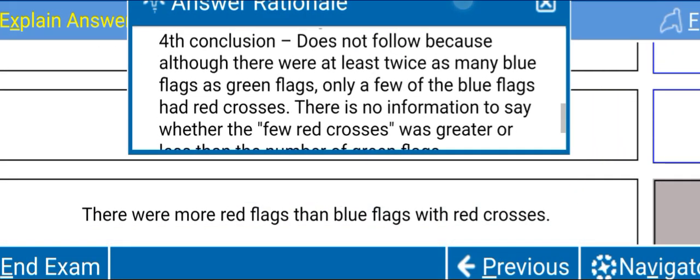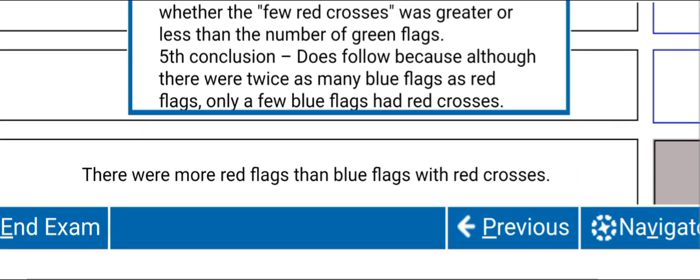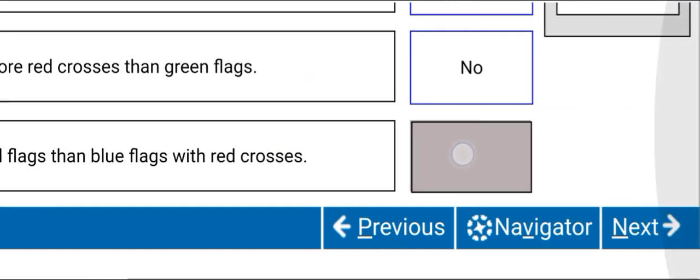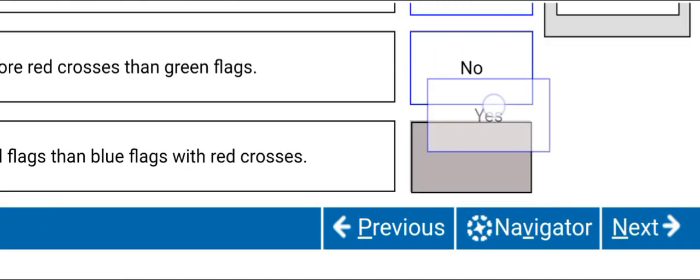The last conclusion, which says there were more red flags than blue flags with red crosses, does follow because although there were twice as many blue flags as red flags, only a few blue flags had red crosses. So this fifth conclusion does follow, and that's why we will drag a yes and drop it here in front of this conclusion.